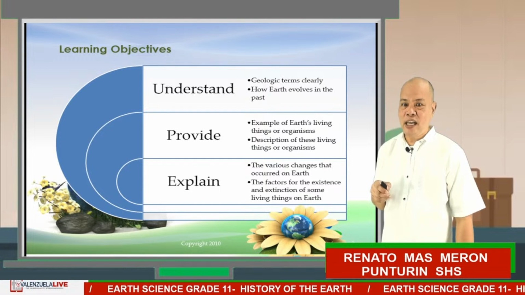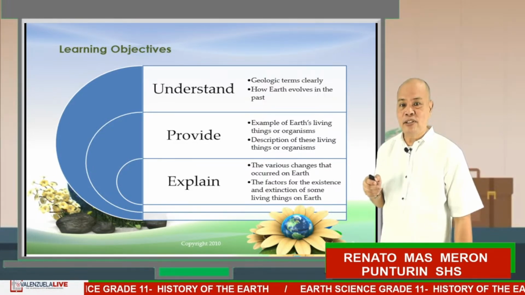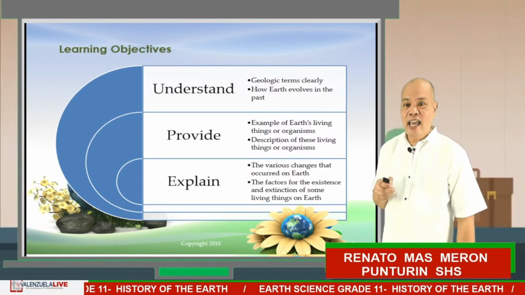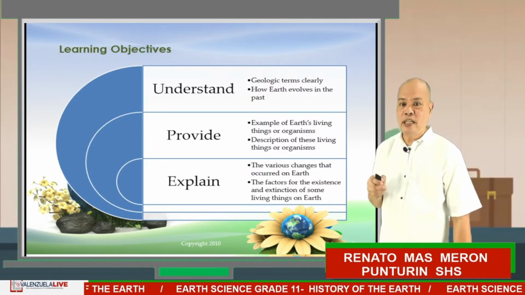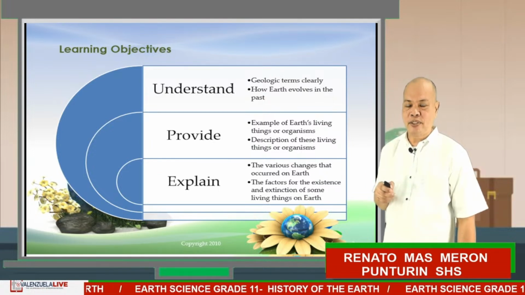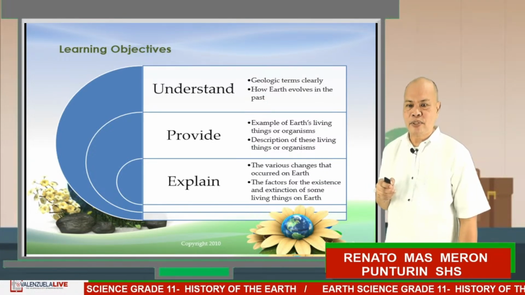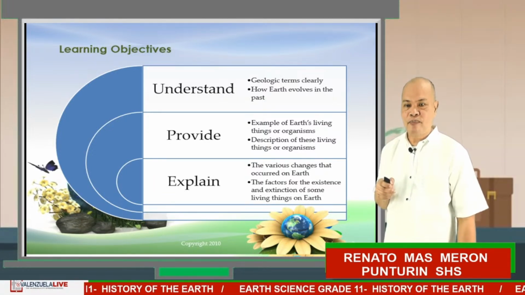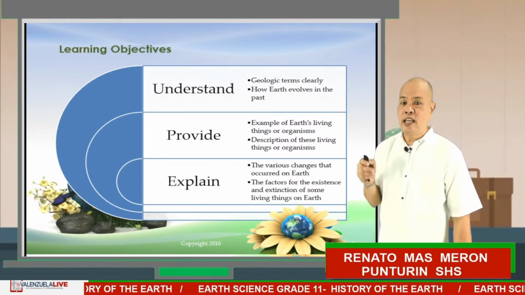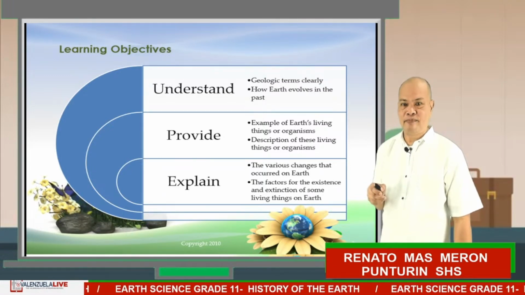Today's learning objectives are the following. Understand the geologic terms clearly. Understand how Earth evolved in the past. Provide examples of Earth's living things or organisms. Provide description of these living things or organisms. Explain the various changes that occurred on Earth. Explain the factors for the existence and extinction of some living things on Earth.